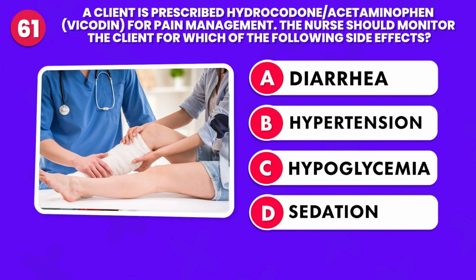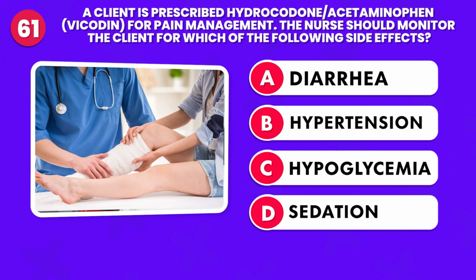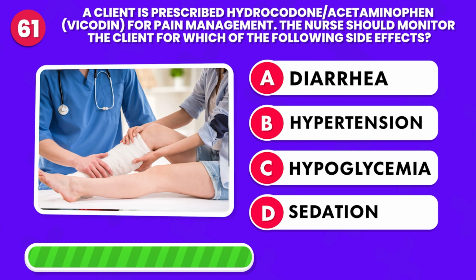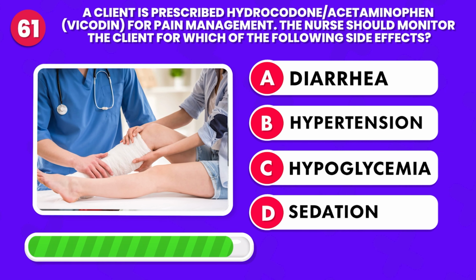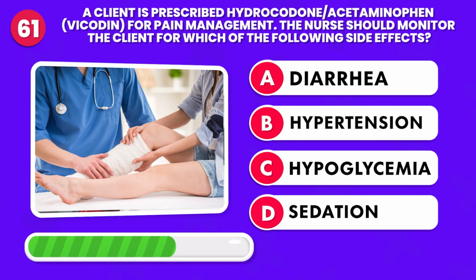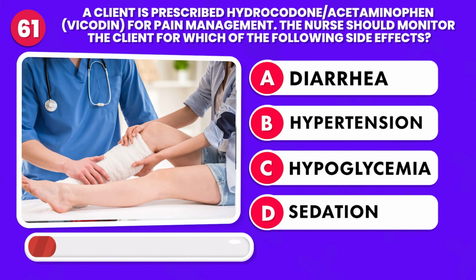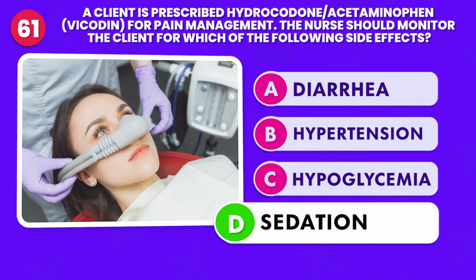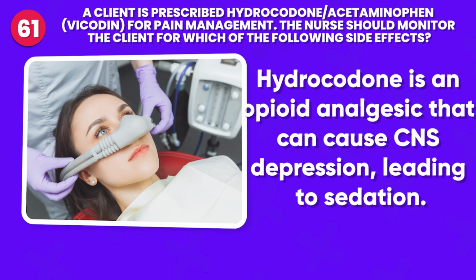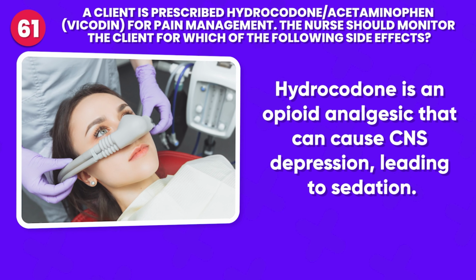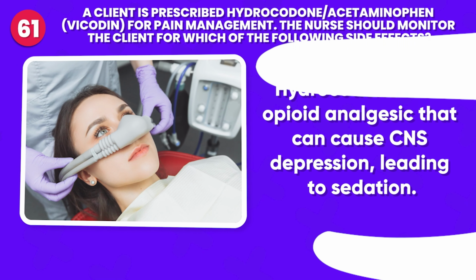A client is prescribed hydrocodone/acetaminophen, Vicodin, for pain management. The nurse should monitor the client for which of the following side effects? A. Diarrhea. B. Hypertension. C. Hypoglycemia. D. Sedation. It's D. Sedation. Hydrocodone is an opioid analgesic that can cause CNS depression, leading to sedation.